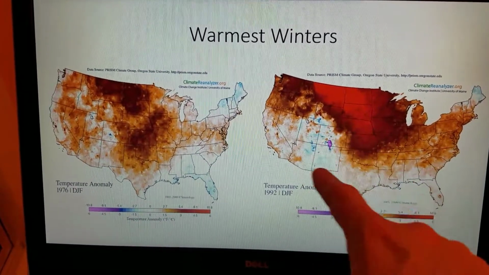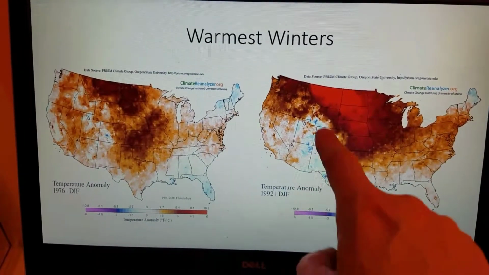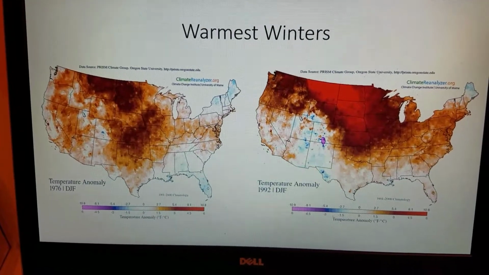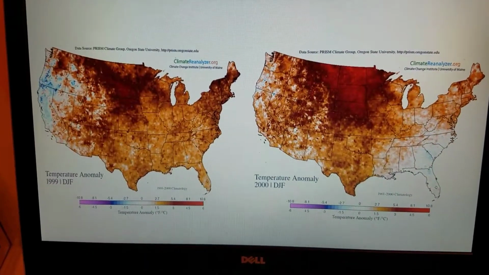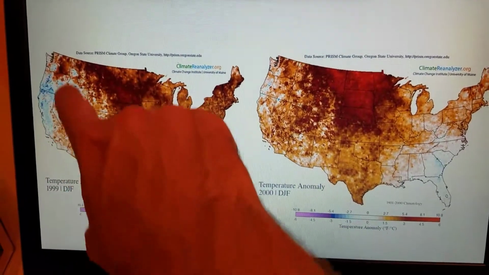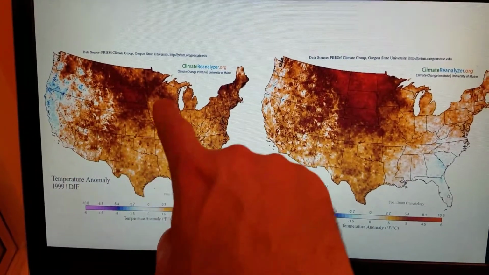Again, there was a little bit of cooler areas across Maine and then also down across the desert Southwest, but it was a very toasty winter overall. Looking back at other very warm winters, 1999, just a little bit of cooling along the western coast of the U.S. Other than that, it was very warm.